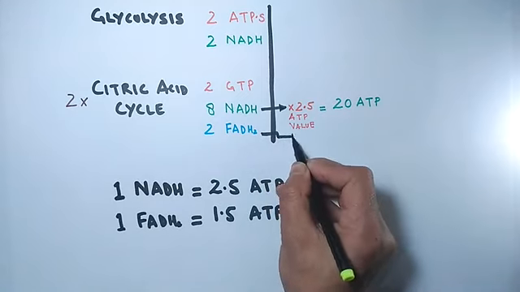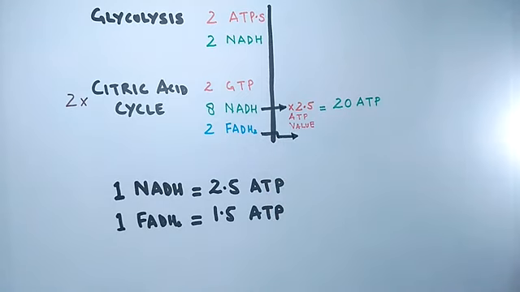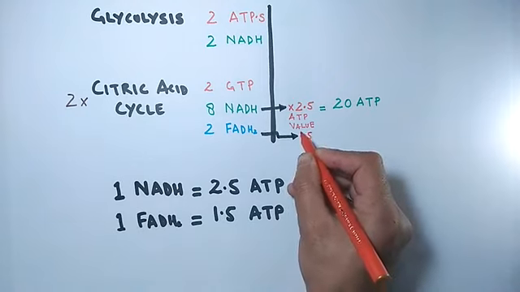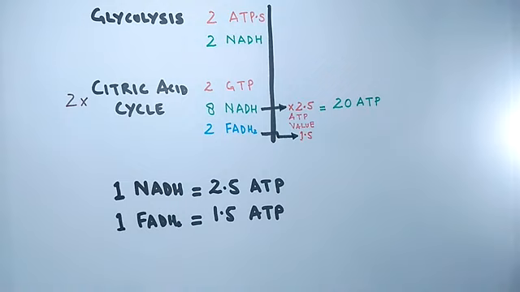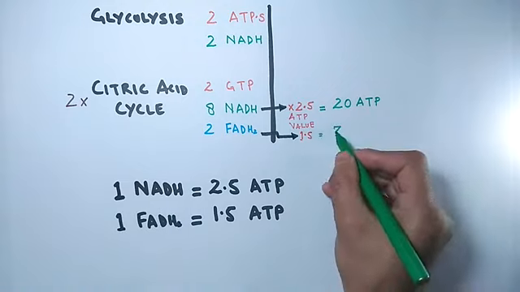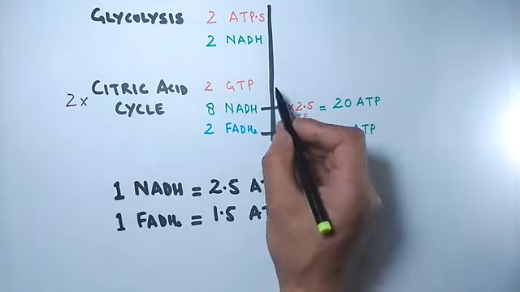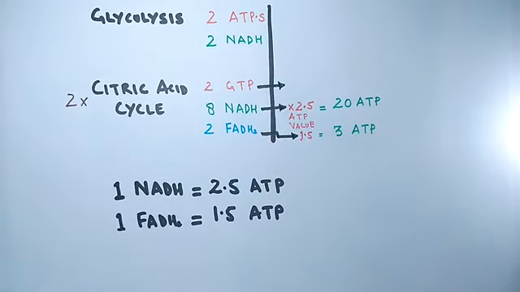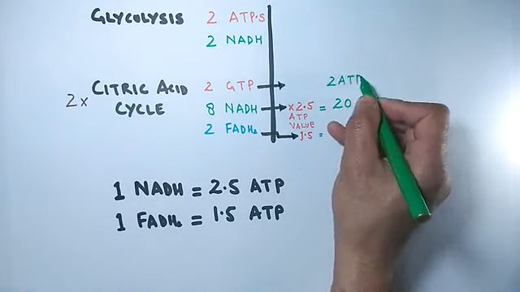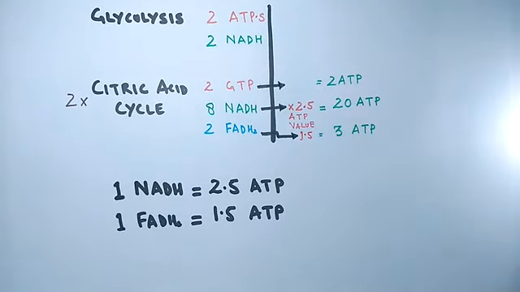Then we also have 2 FADH2 molecules produced in 2 turns of the Krebs cycle, which are to be multiplied by 1.5 ATPs, the value of 1 FADH2 molecule in oxidative phosphorylation. From this we get 3 ATPs, that's 2 multiplied by 1.5. And we also have 2 GTPs, since 1 GTP is produced in 1 turn of the Krebs cycle. That means we get 2 GTPs, which are equal to 2 ATPs. So this is the energetics of the Krebs cycle.